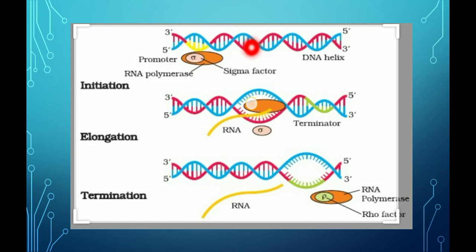During elongation, the opening of the double helix takes place as the RNA polymerase moves in the 5' to 3' direction. This is a small stretch of RNA attached to the enzyme. Once the polymerase enzyme reaches the terminator region, termination takes place with the help of the rho factor. The nascent RNA and the RNA polymerase fall off, which results in termination of transcription.